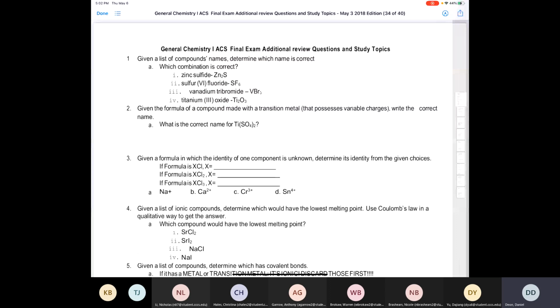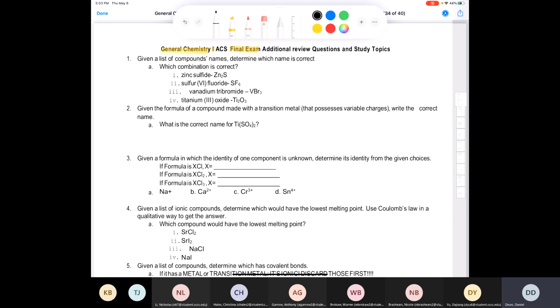All right, Chemistry 111. This is an ACS final exam review. Now keep in mind that this semester we are not writing an ACS final exam. However, this is a good review for your General Chemistry 1 final exam, okay?